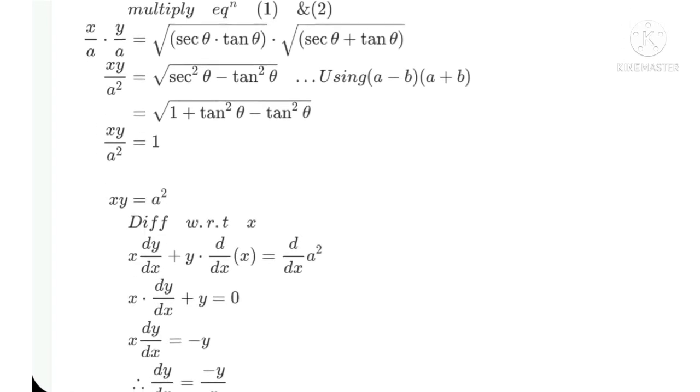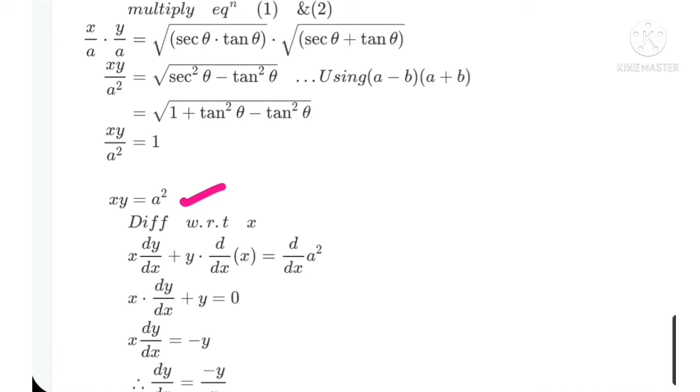So what is sec square theta? We know the formula, sec square theta is equal to 1 plus tan square theta, and this minus tan square theta as it is. Tan square theta gets cancelled, root 1 means we get the value of xy upon a square as 1. From this you write xy is equal to 1.